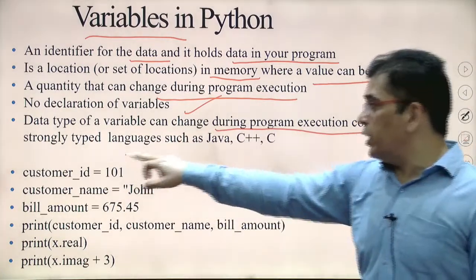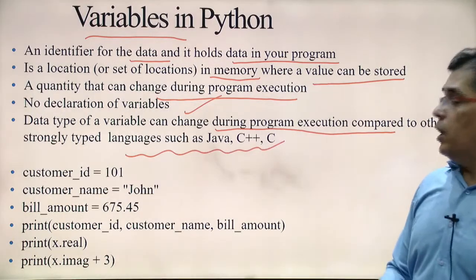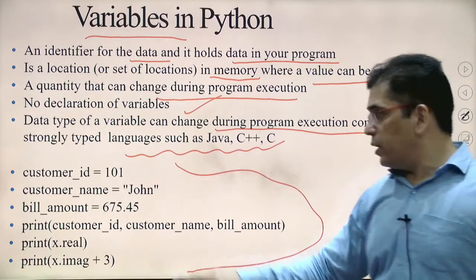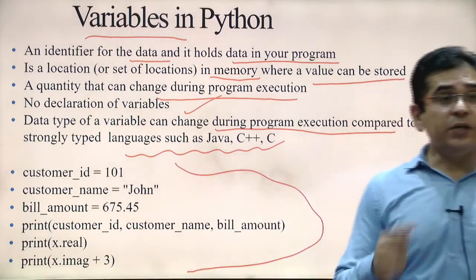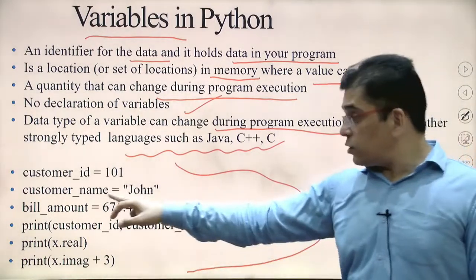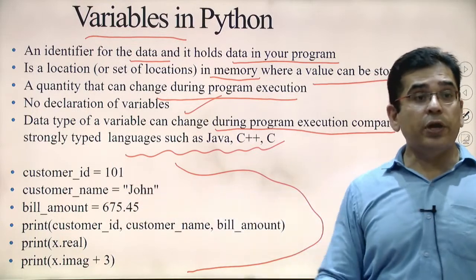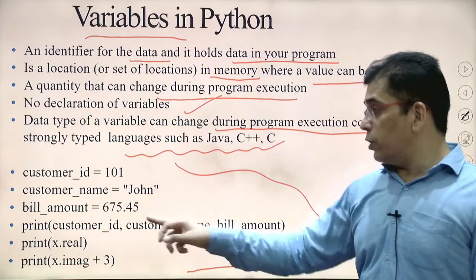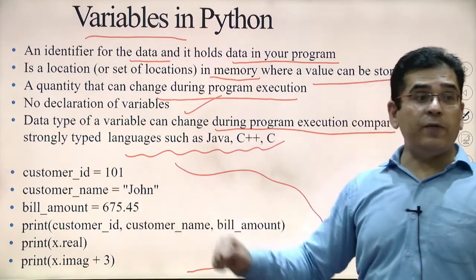Strongly typed languages are used in Java, C, C++. Few examples I have given here. Here customer ID is storing an integer value. The customer name variable is storing a string value. The bill amount variable is storing some floating point value.